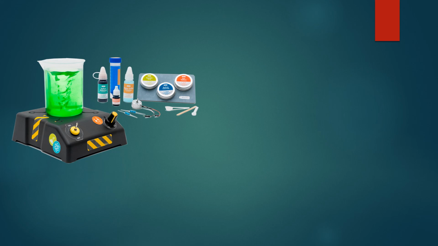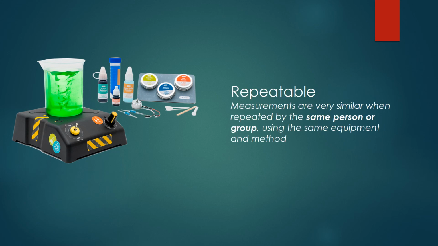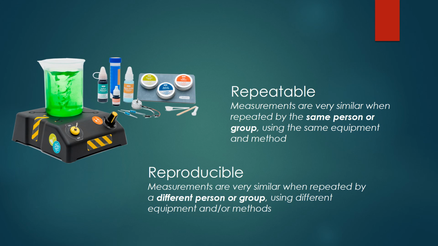Hopefully that's the end of this lesson. I hope you've enjoyed it. Now next week we'll jump in a little bit more into these two terms, repeatable and reproducible. Alright, whether your measurements are very similar when repeated by the same group, and reproducible, so when they're repeated with a different person. Okay? I hope you've enjoyed this lesson and this week's lessons and doing the experiments.